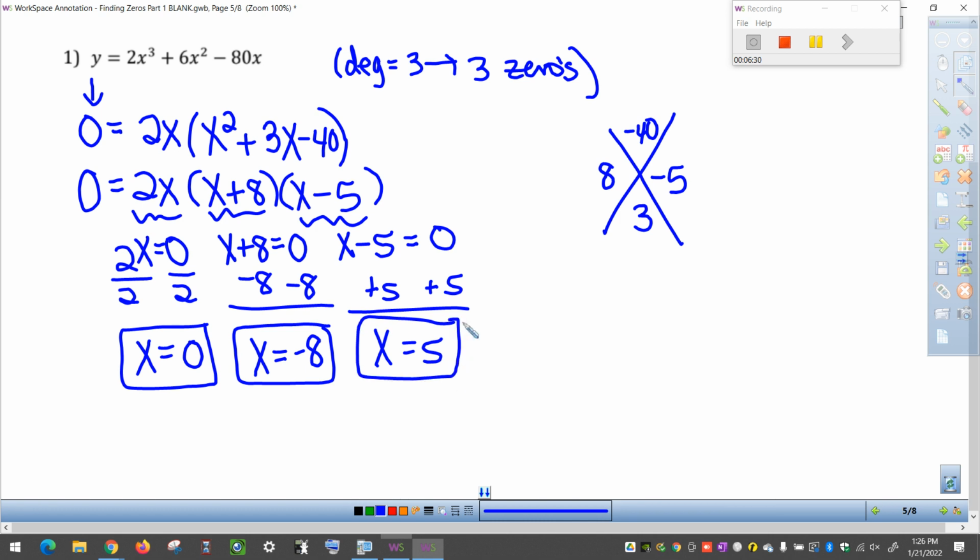All right, so the degree was 3. We were supposed to get 3 zeros. This is what they are. These ones are all real, so that means that they would all 3 show up as x-intercepts if we were to graph this.